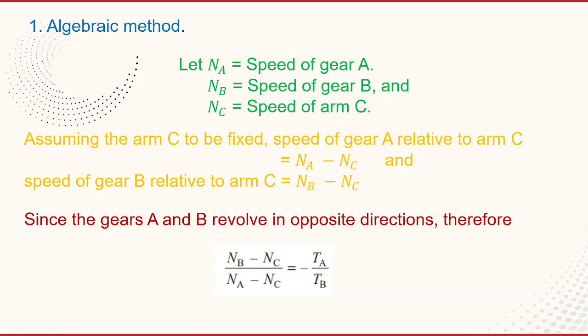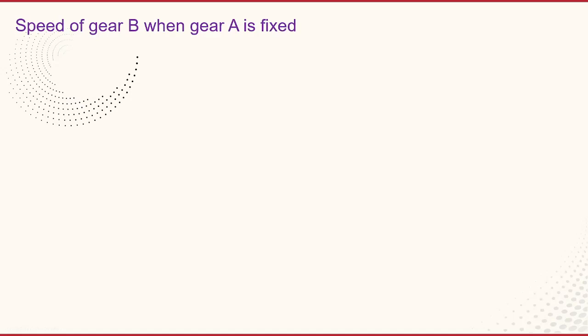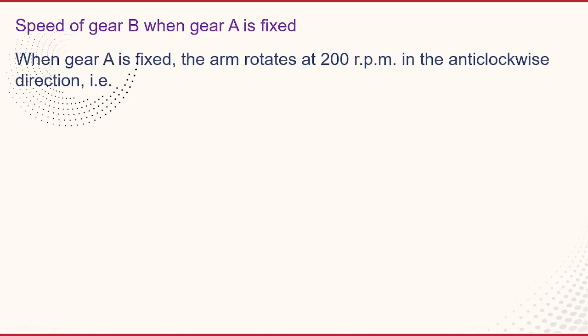So NB minus NC and NA minus NC are the relative speeds of gear B and gear A with respect to arm C. Here the negative sign is used because these two gears are rotating in opposite directions. If they rotate in the same direction, use the positive sign; if opposite, use the negative sign. That you remember. Now, the speed of gear B when gear A is fixed.